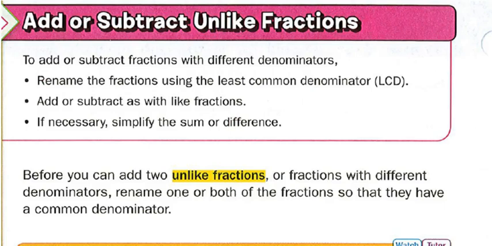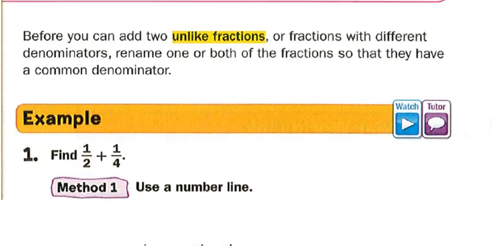Then you're going to add or subtract as with like fractions, just like we did in the last lesson. And if you have to, you're going to simplify your sum or difference. So whatever your final answer is, make sure that it's in its most simple form before you move on. So before you can add two unlike fractions, or fractions with different denominators, rename one or both of the fractions so that they have a common denominator. So let's look at some examples.